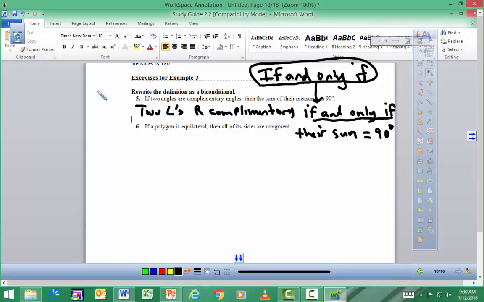Try that with the second one. I won't help you on this one. It's part of your study guide, but I think you can get it.